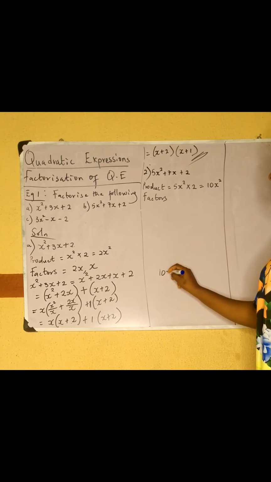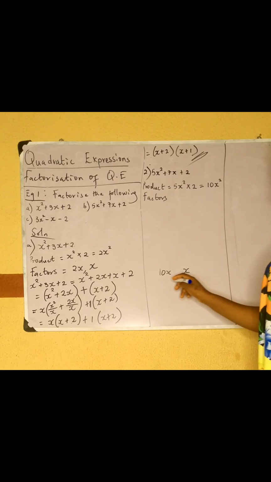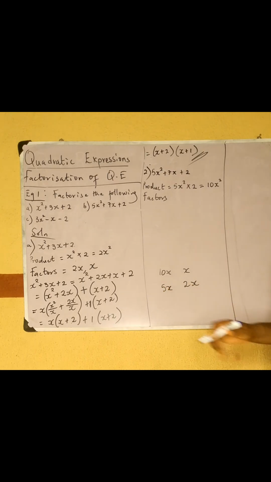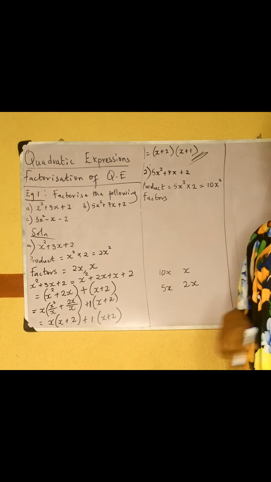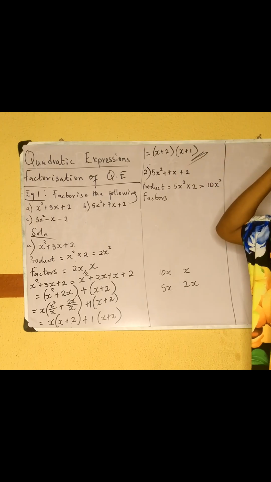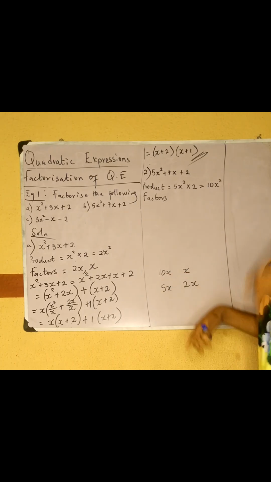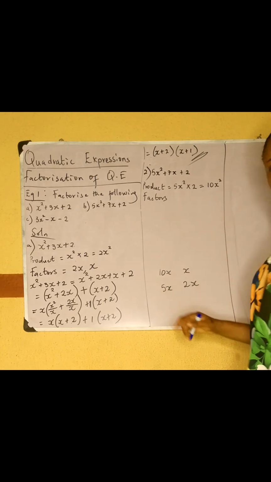So the first possibility is 10s and s. If you multiply this, you get 10s squared. Another one is 5s and 2s. These are the two possibilities. But if we observe, our middle term is positive 7s. So I'm checking now. If I add this, I'm having 11s. But if I add this, I'm having 7s.